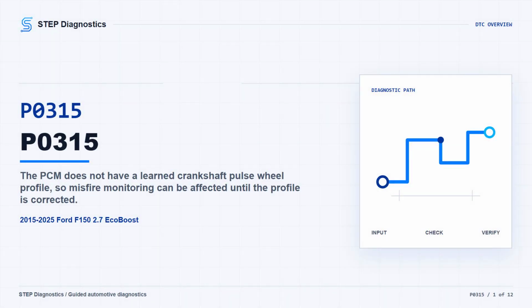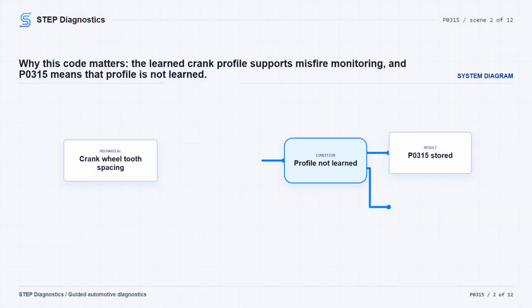On this 2.7 EcoBoost F150, P0315 is about the crankshaft pulse wheel profile. In plain language, the PCM may not have the crankshaft pulse wheel tooth spacing learned, and that can take the misfire monitor out of play. The truck may run normally with a stored code, or if the crank signal itself is missing or unstable, it may crank with no start or show RPM issues during cranking.